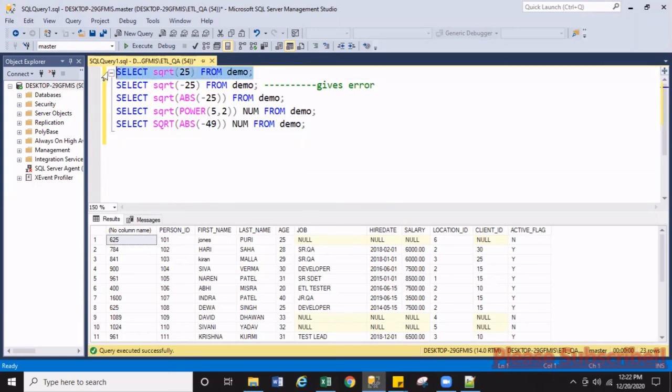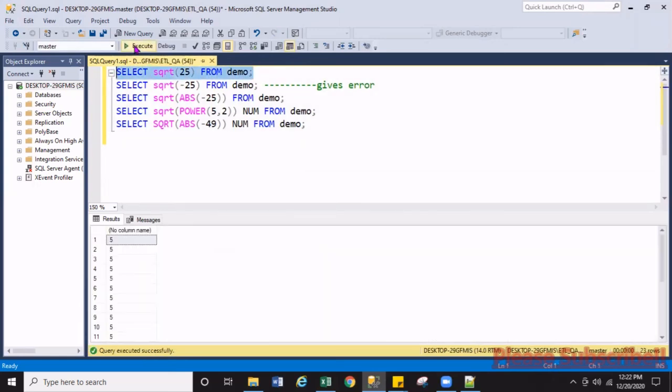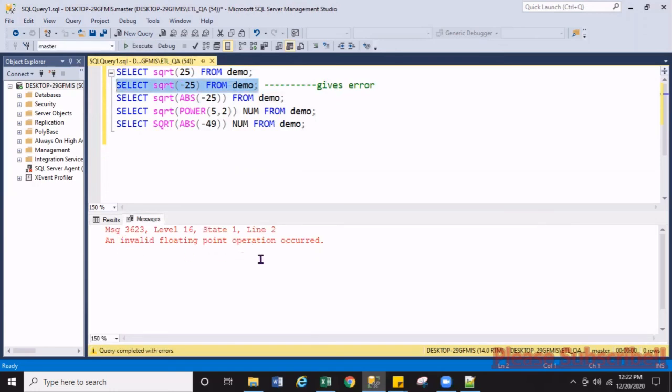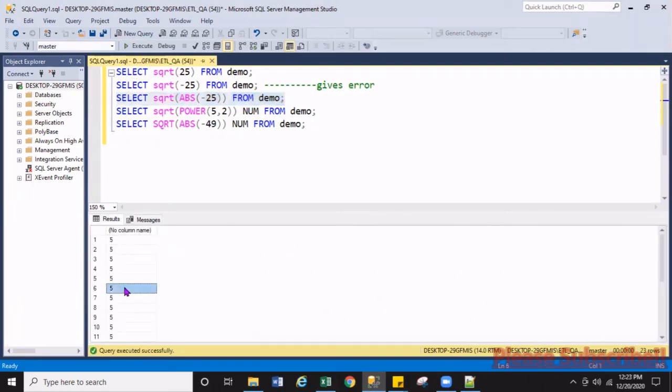Everyone knows the square root of 25 is 5. But if I give minus 25, will it work? No, it will give an error, because you cannot take the square root of a negative. If you have a negative value and you want its square root, convert it to positive using the ABS function and then take the square root. See here, it converted to positive and came out as a positive square root, right?